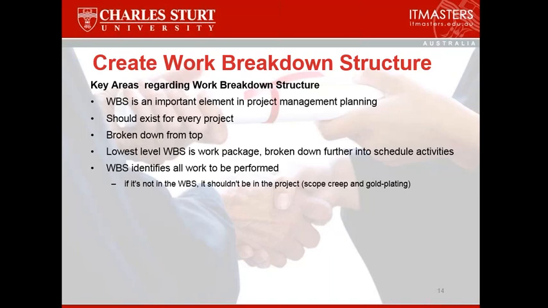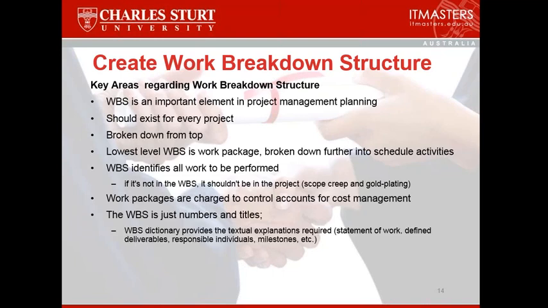So the work breakdown structure identifies all the work to be performed. If it's not in the work breakdown structure, it shouldn't be in the project. Work packages are charged to control accounts for cost management. So actually you can go higher than the work packages. You can actually have a higher level in the work breakdown structure when you're gathering costs that end up in your general ledger. Again, that's just something for financial people. How do you gather costs? How do you recognize where the costs are being expended in your project?